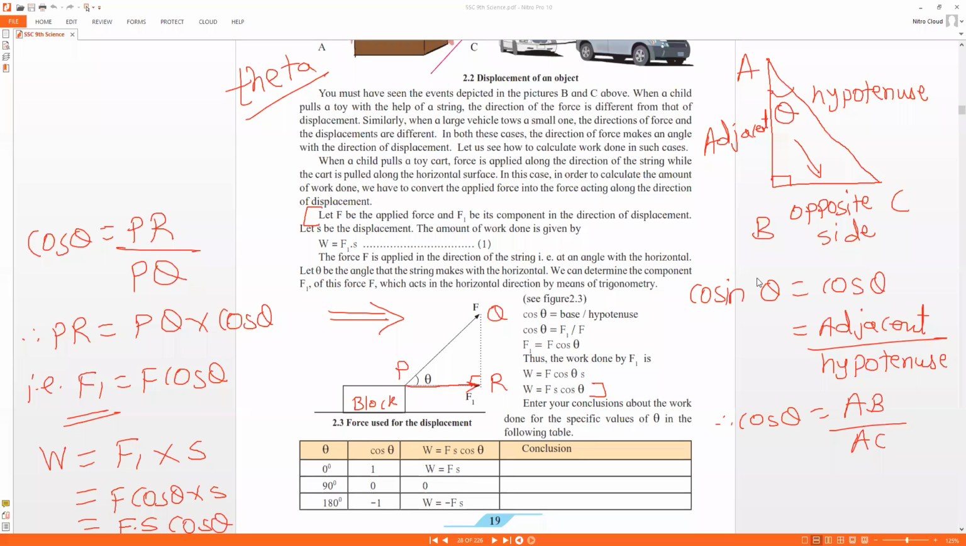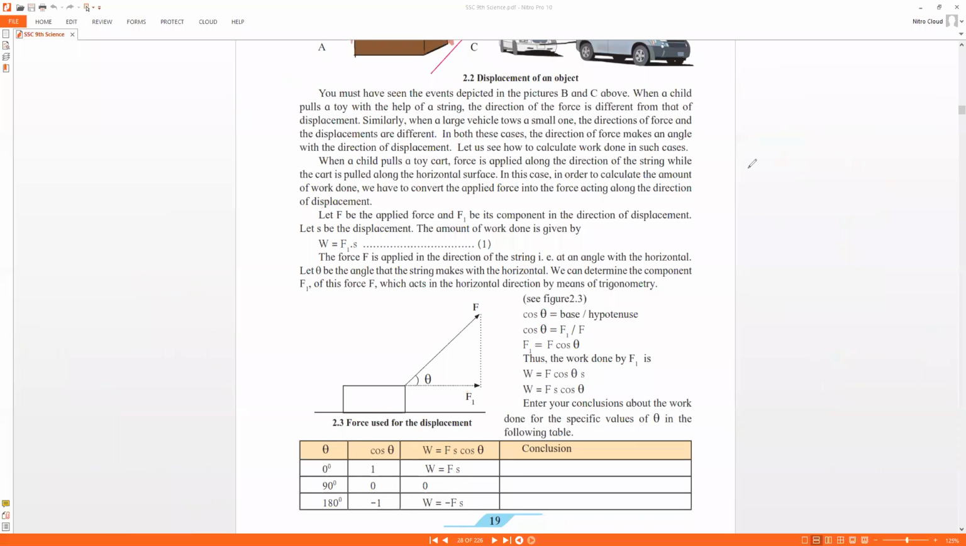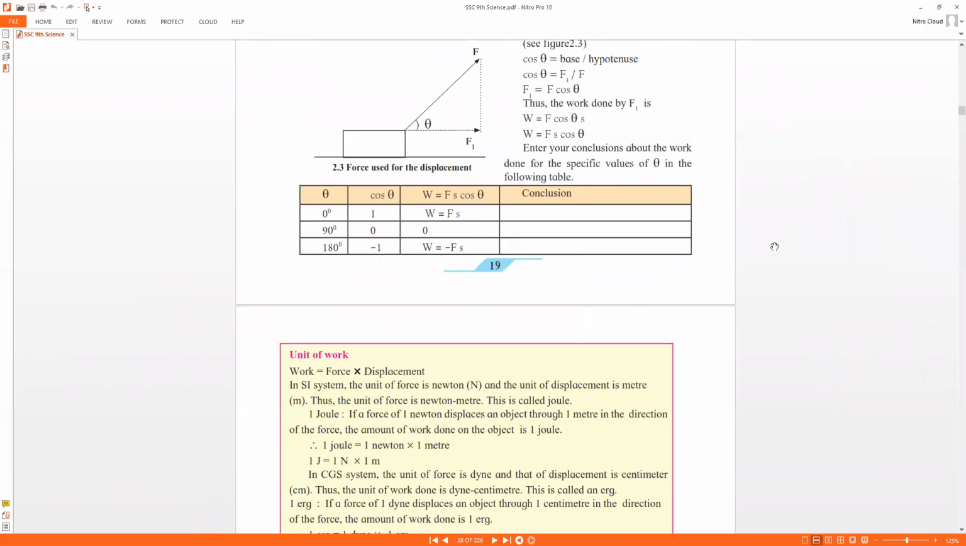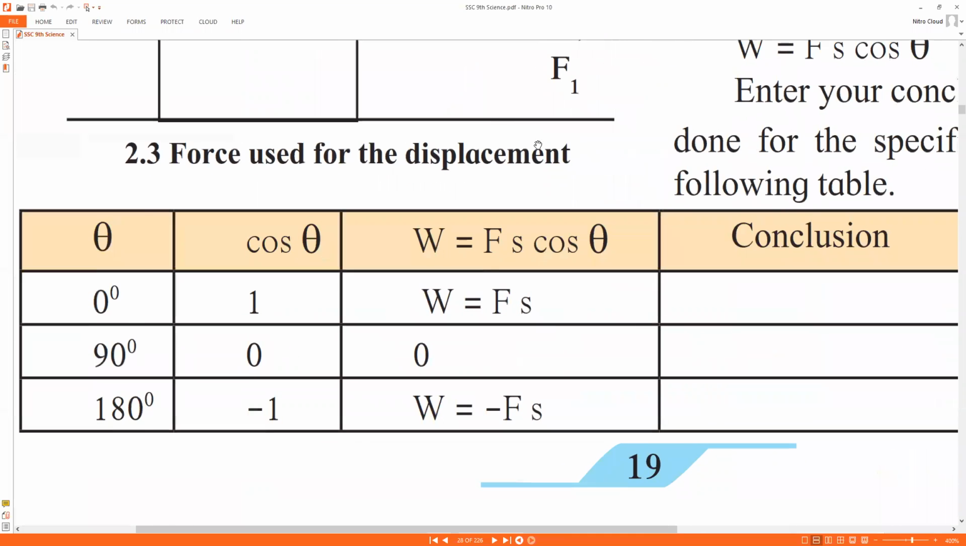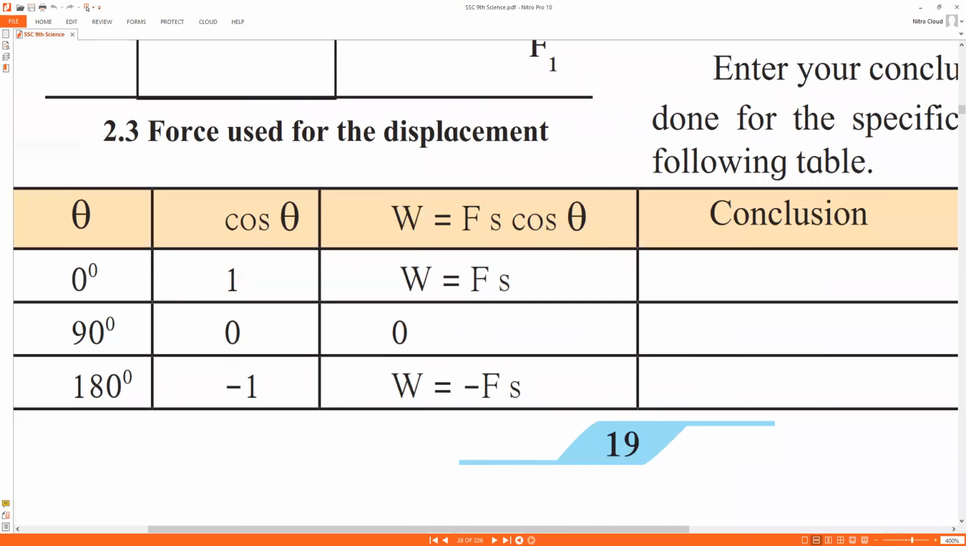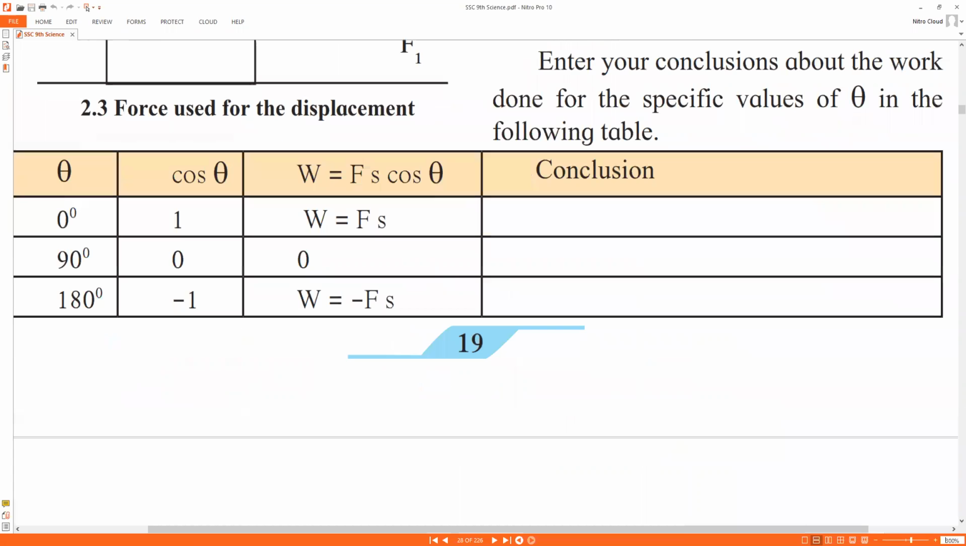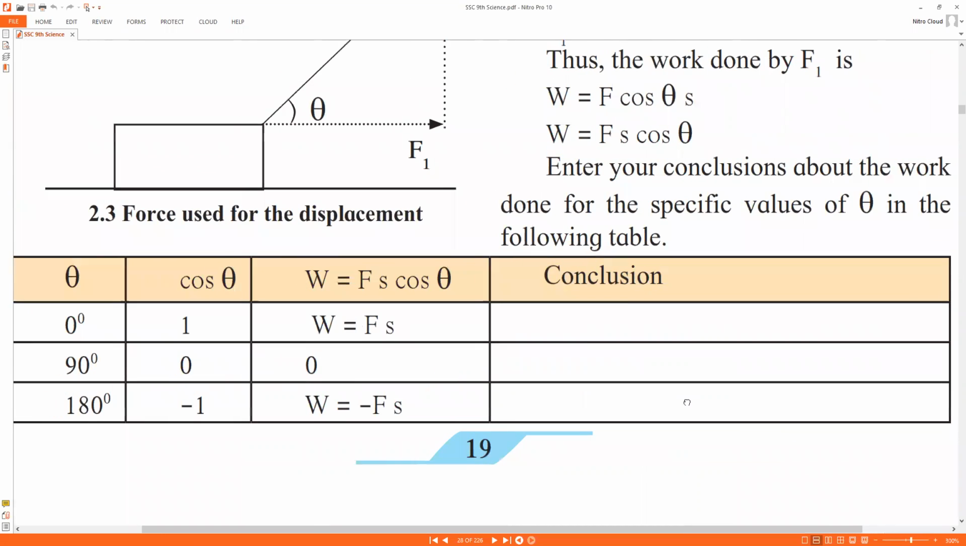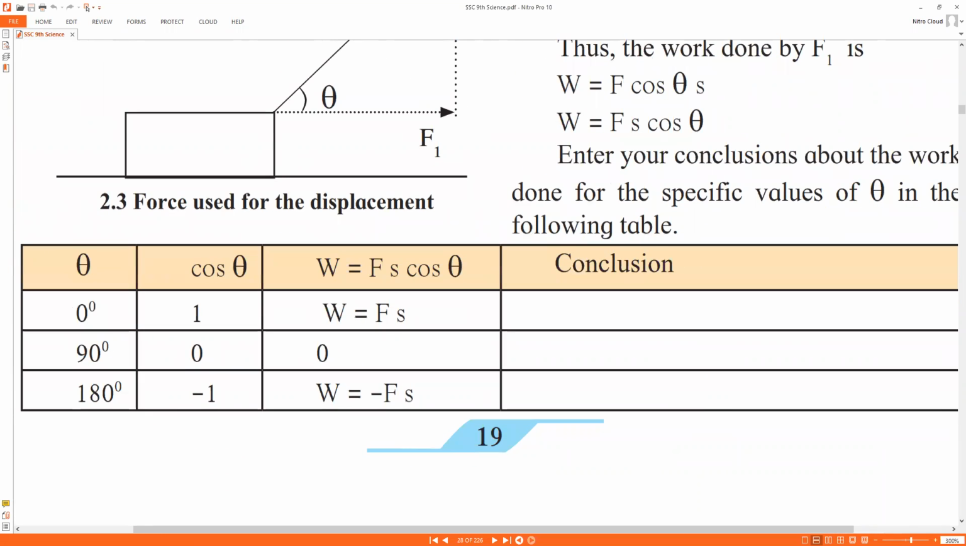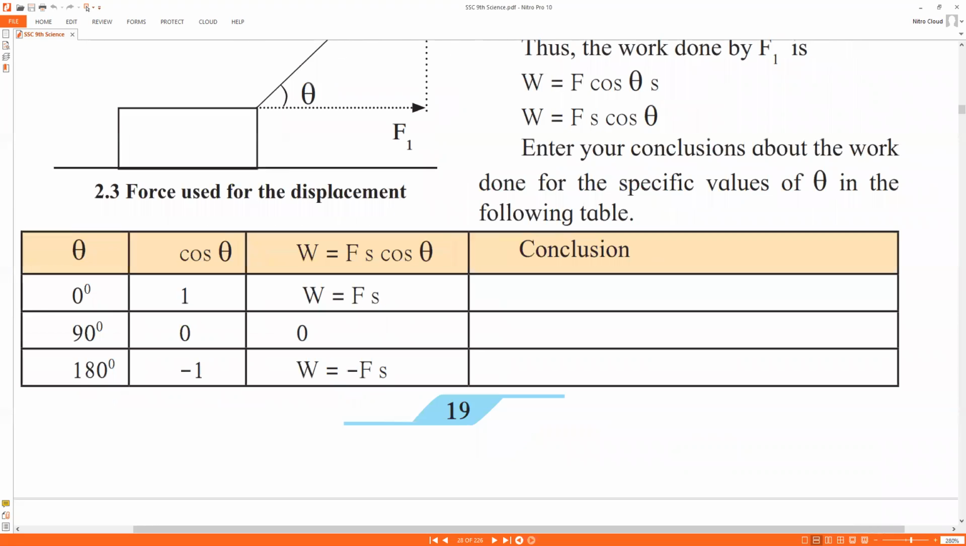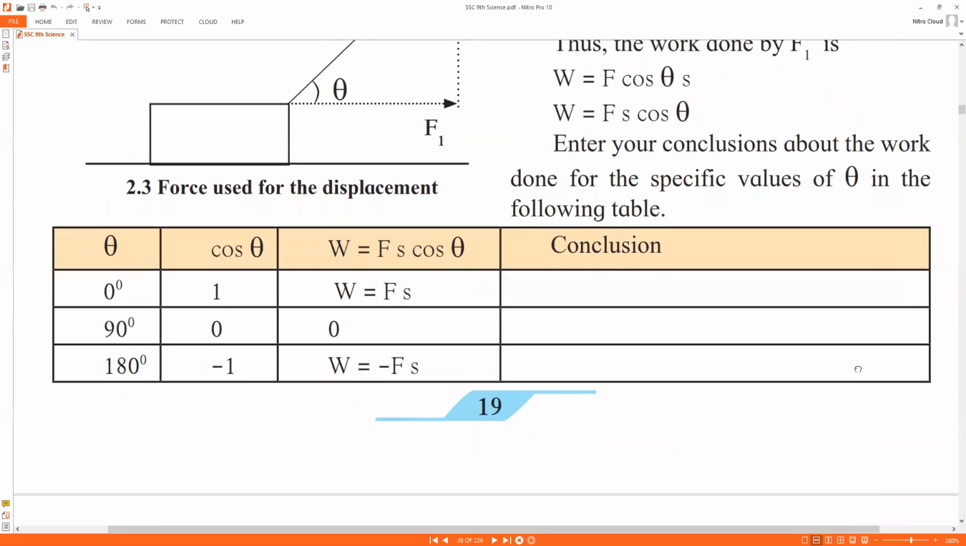As said before, work is a scalar quantity. That means it can be described only by its magnitude, and there is no need for the direction. The work can be positive, negative or zero as well. Okay, so let's see when and how work can be positive or negative. Let me zoom this so that you can fill this table in the textbook itself. Okay, so now here you can see a table, correct?